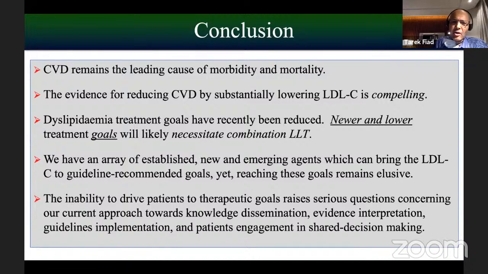We have an array of established, new, as well as emerging agents, which can bring the LDL cholesterol to guideline recommended goals. Yet, reaching these goals remains elusive. And why is it elusive then? Although we have an array of very effective therapies, our inability to drive patients to therapeutic goals raises serious questions concerning our current approach towards knowledge dissemination. How are we educating ourselves and our colleagues about evidence interpretation?